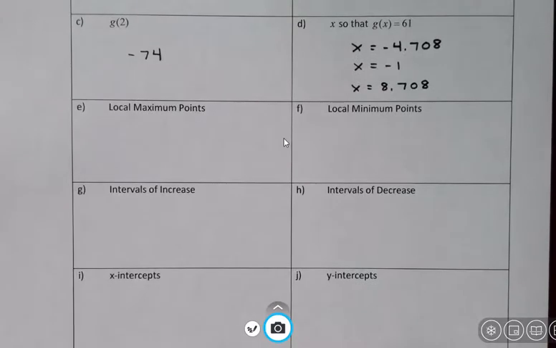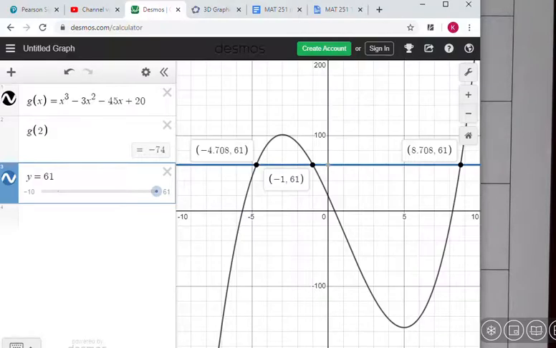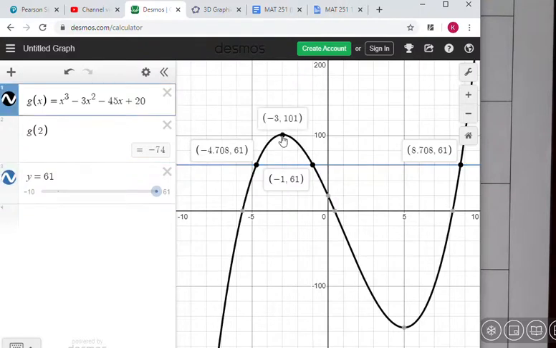The next thing we're asked to find is local maximum and local minimum points. Once again, on Desmos, this is as easy as a click away. Right here, I've got the top of a hill. So this is a local maximum, and if I just click on it, it tells me that point is -3, 101. So I'm going to list that as my local maximum on my worksheet.